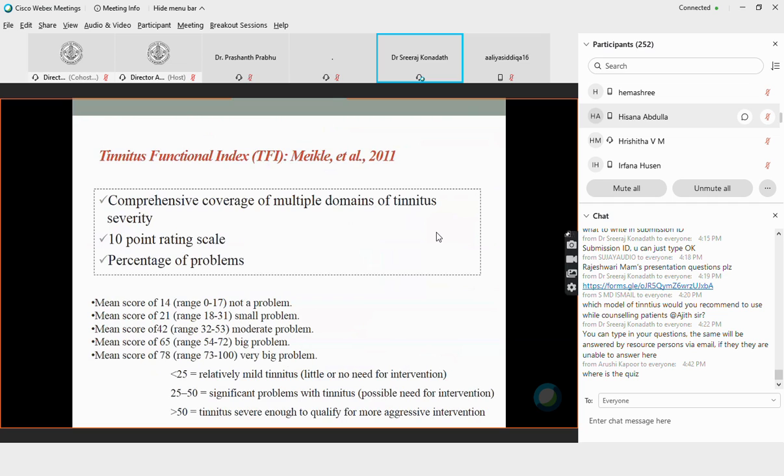The next most popularly used questionnaire is the Tinnitus Functional Index. Okay, this is a comprehensive coverage of multiple domains of tinnitus severity. It's a 10-point rating scale, and it also sometimes gives the percentage of the problem. With the mean score, a range of 0 to 17 is not a problem at all. 21 is a small problem. 42 is a moderate problem. 65 is a big problem. 78 is a very big problem.